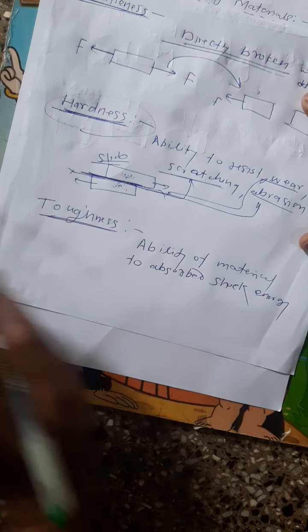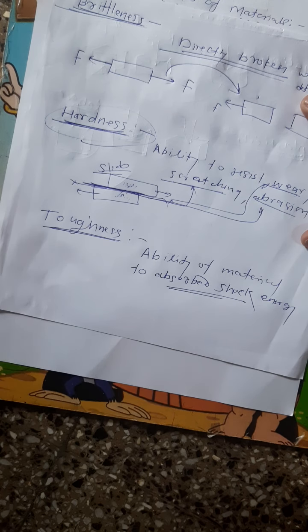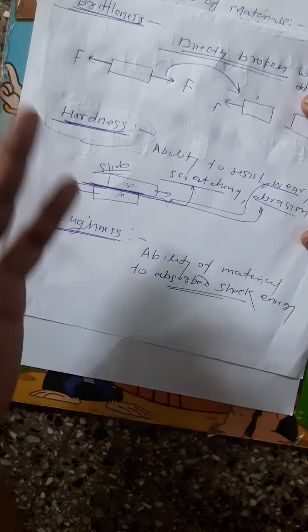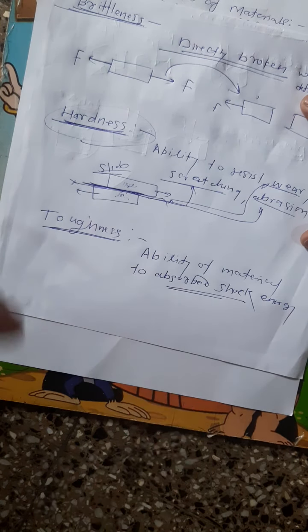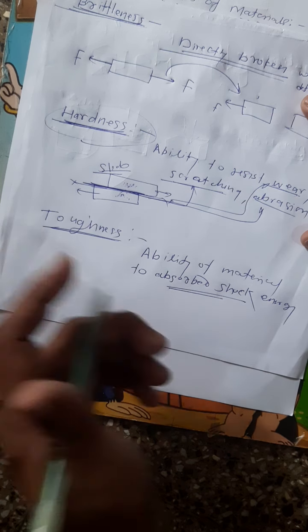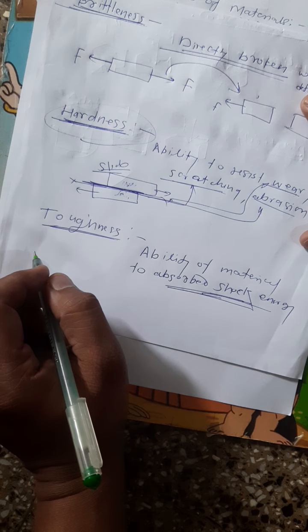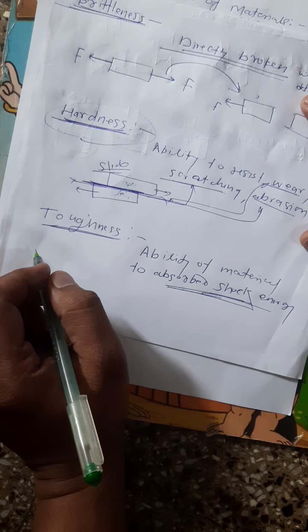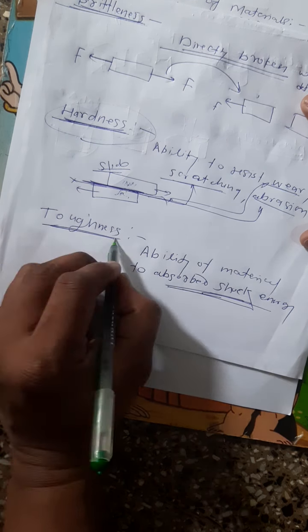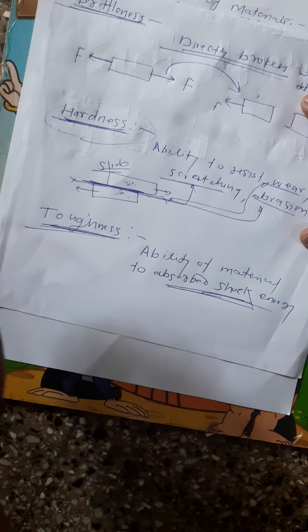Some materials have the ability to absorb shocks, which are caused by some jerk, some vibration, or applied force. That phenomenon of absorbing shocks is called toughness. So those metals absorbing shocks have the toughness property.